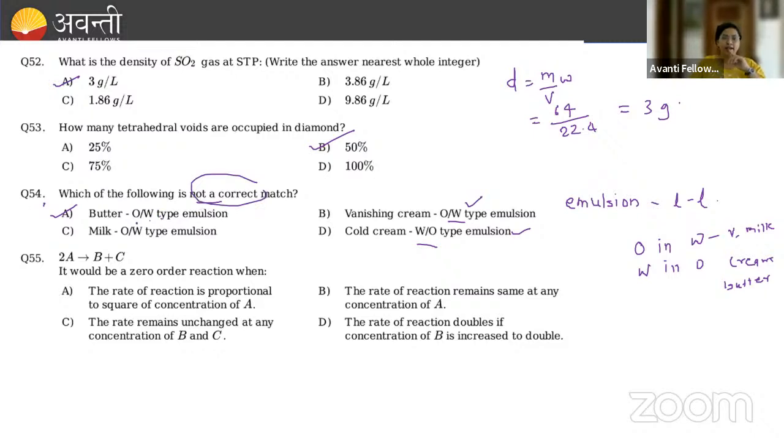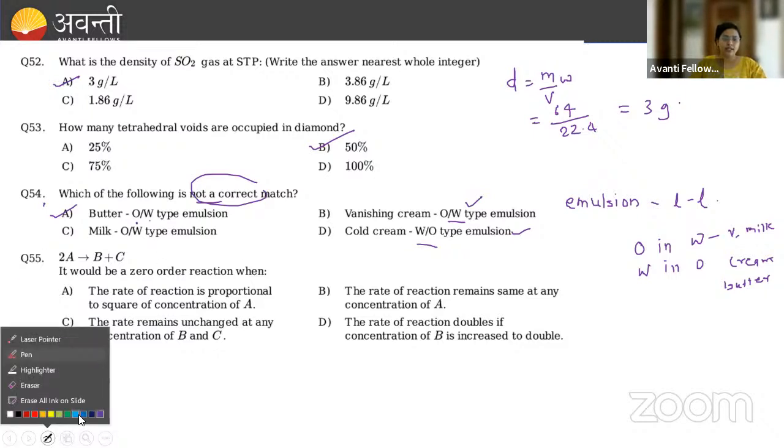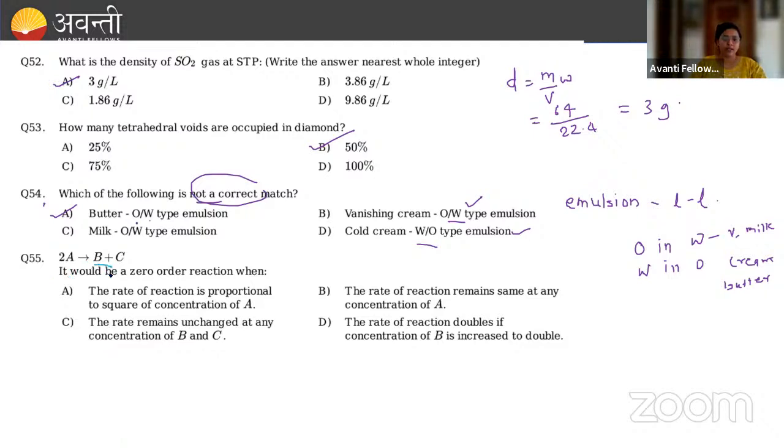Next problem, 55. 2A gives B plus C. It would be a zero order reaction if... see here, the reaction is given to us. The rate of a given reaction is directly proportional to what? The concentration of the given reactant. So if we want our reaction rate to be zero, what is the one thing we should keep constant? If the concentration remains the same, the rate will definitely become zero.